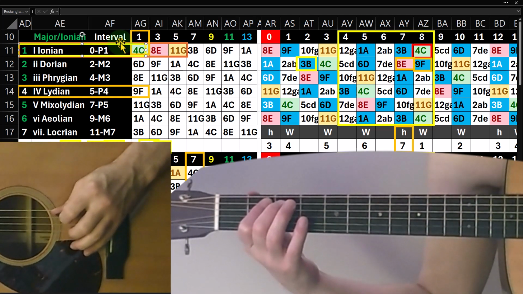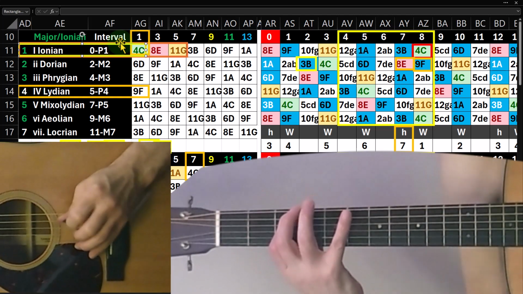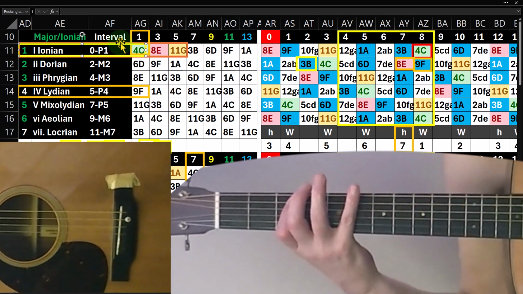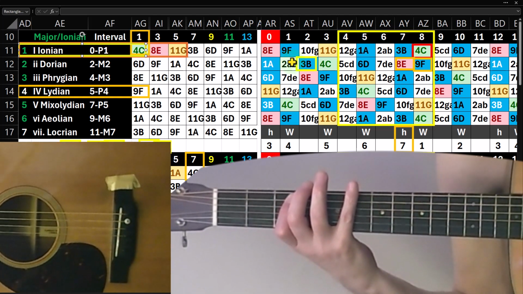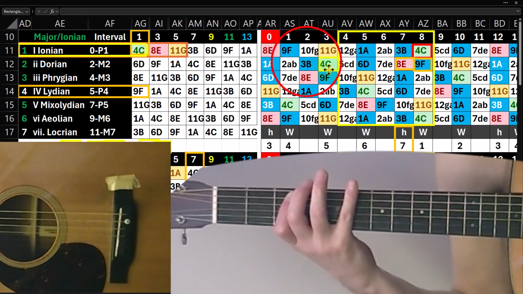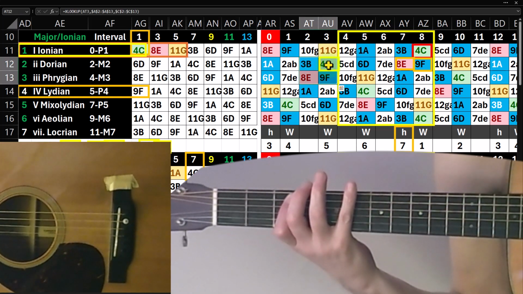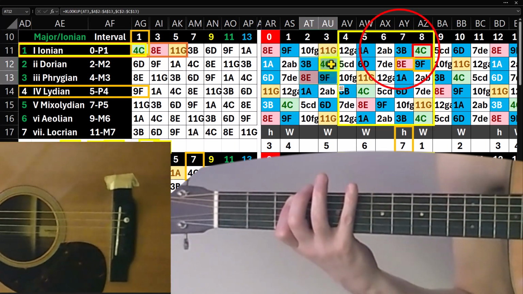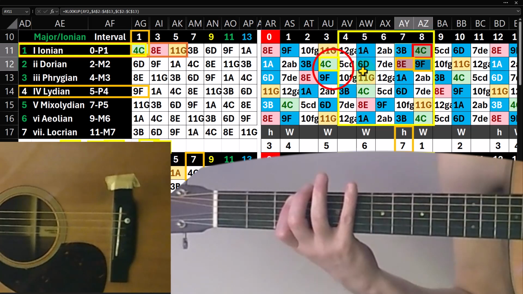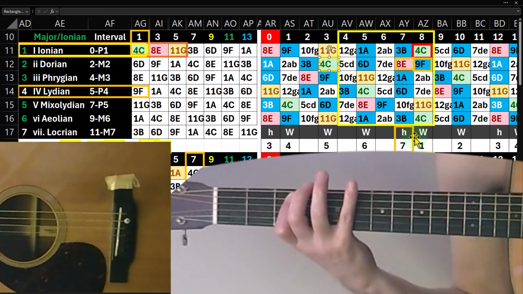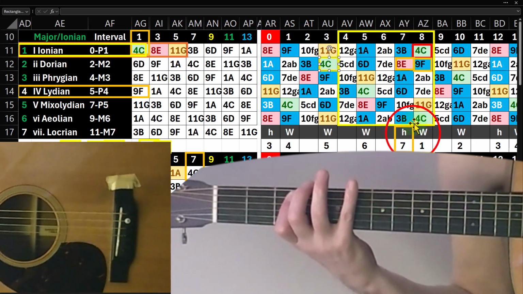So there's the C tonic. And you can see the C here is in the top of the house again. It's C's house, looking towards the ocean. Same shape that we have over here. And then I'm going to get back to that E.